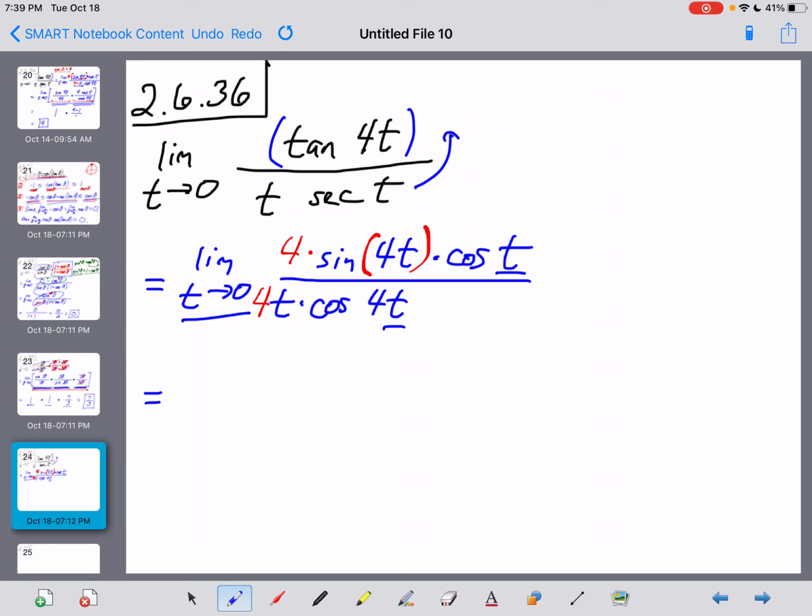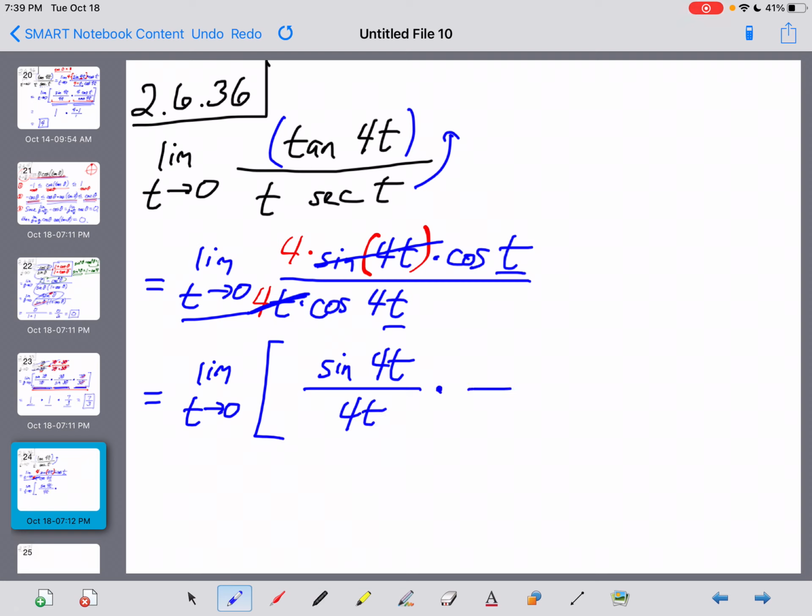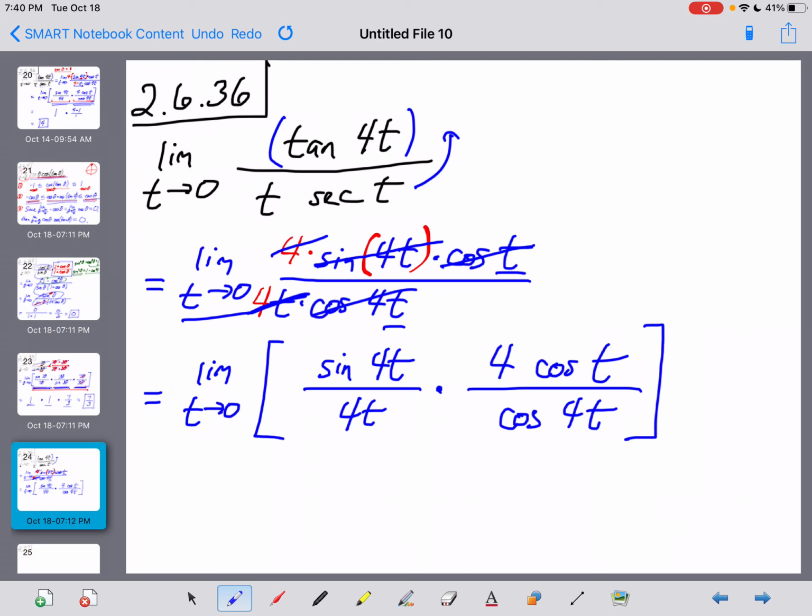So I think it's probably a good idea to rewrite this real quick, the limit as t approaches 0 of, and let's see what we can pair together here, guys. We've got a sine of 4t in the numerator, that takes care of that, and then this 4t in the denominator I'll put underneath that. Gotcha. Times, and now I think everything that's left over can go together. I've got a 4 cosine of t in the numerator, that takes care of that, and then a cosine of 4t in the denominator, and that should be everything.